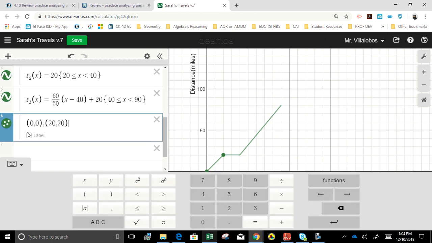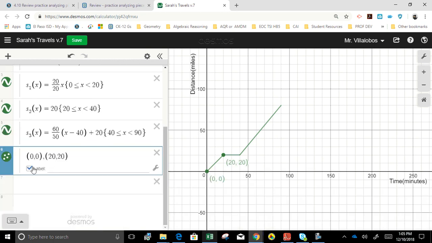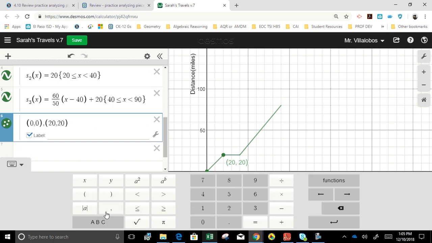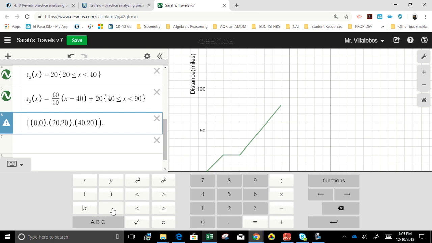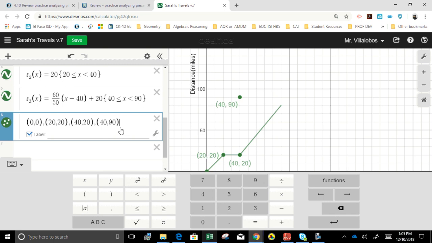So I'm going to put a label on these things so I can see them. And again, I'm going to press comma, open parentheses. Then she stayed there till minute 40 and 20. So close it, comma. Then the next point is where? I got to read. So the next point was 40, 90, right? So 40, 90. No, it's not. It was 40 plus, she went 40. No, she had to do 60, 50.